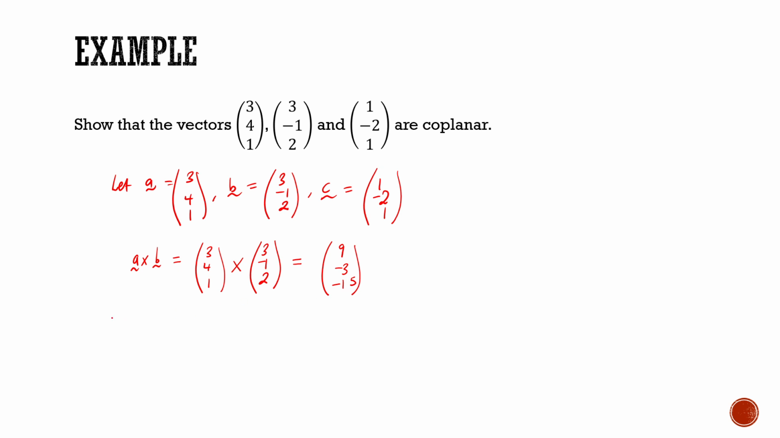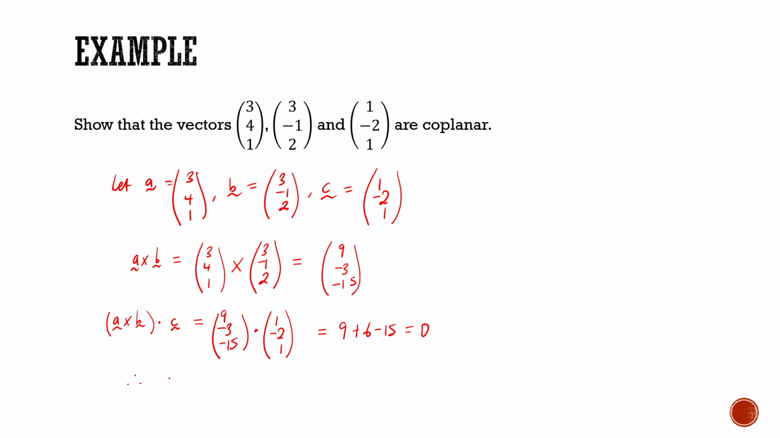Now we check if this cross product is actually perpendicular to C by finding the dot product of the cross product and the vector C. And this would be (9, -3, -15) dot (1, -2, 1). And when you work that out, that should give you 9 plus 6 minus 15, which is 0.